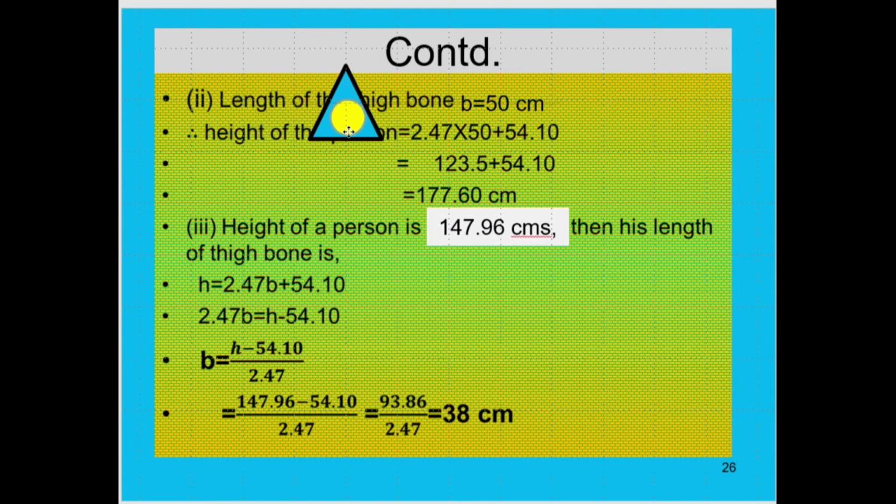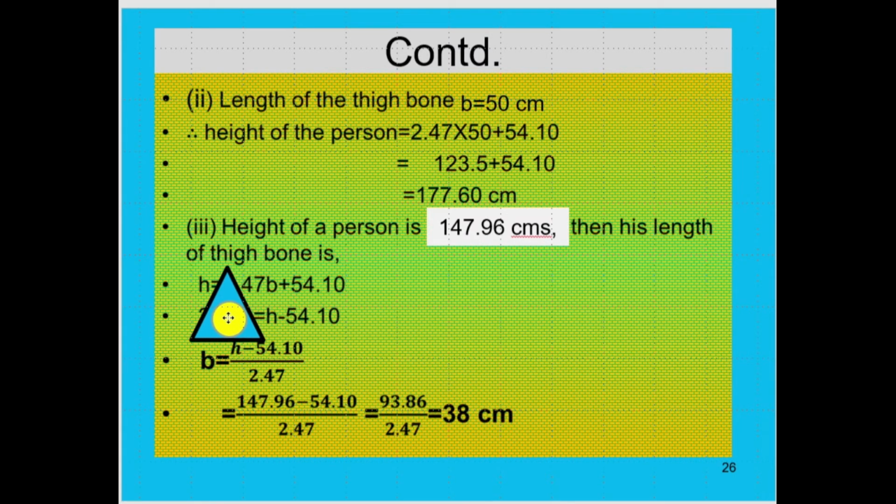Same question continued, subdivision 2. Here, the length of the thigh bone is given as 50 centimeters, equal to b. Height of the person therefore equals 2.47 into b, that is 50 centimeters, plus 54.10. Multiplying, we get 123.5 plus 54.10, finally coming to 177.6 centimeters. Third subdivision: height of a person is given as 147.96 centimeters.